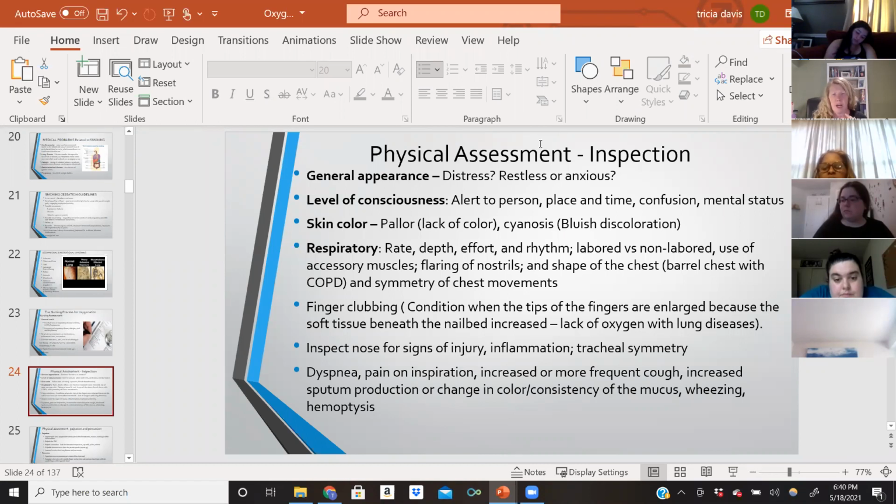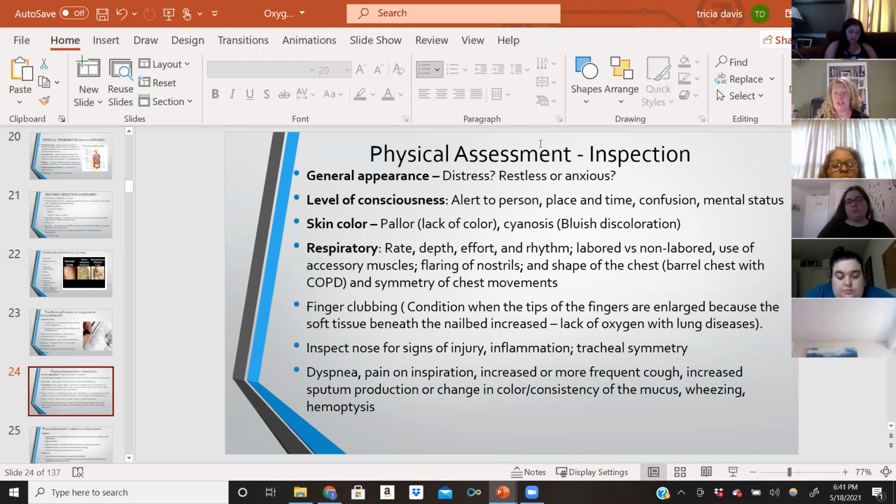Then we want to check their level of consciousness. If you don't have enough oxygen in your blood, you're not going to be able to properly perfuse all your organs. So your kidneys, your liver, your brain. Your brain is an organ. So one of the first things we'll see in people is that they change their level of consciousness. They all of a sudden start saying crazy things. Are they alert to themselves? Do they know where they are? Do they know what time it is? Are they completely confused? Is this an acute change? Has he been like this before? Is this his baseline?